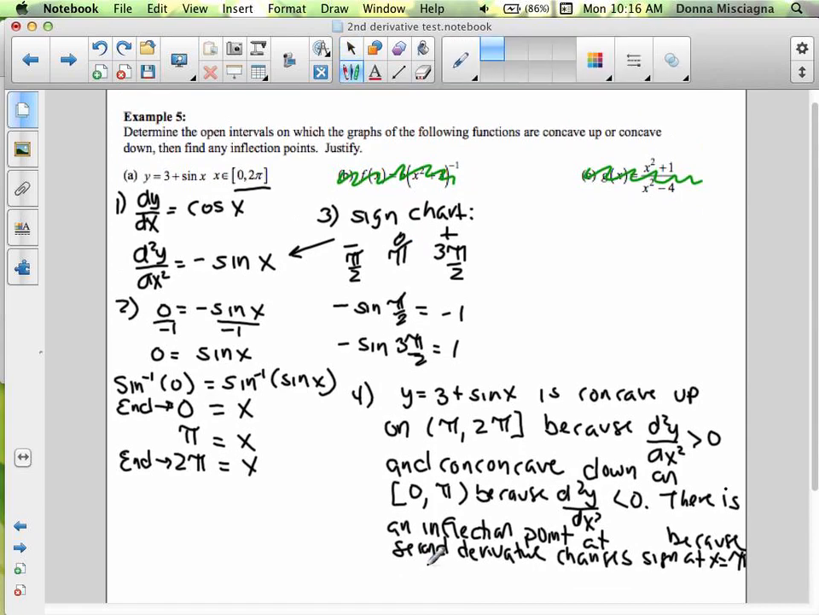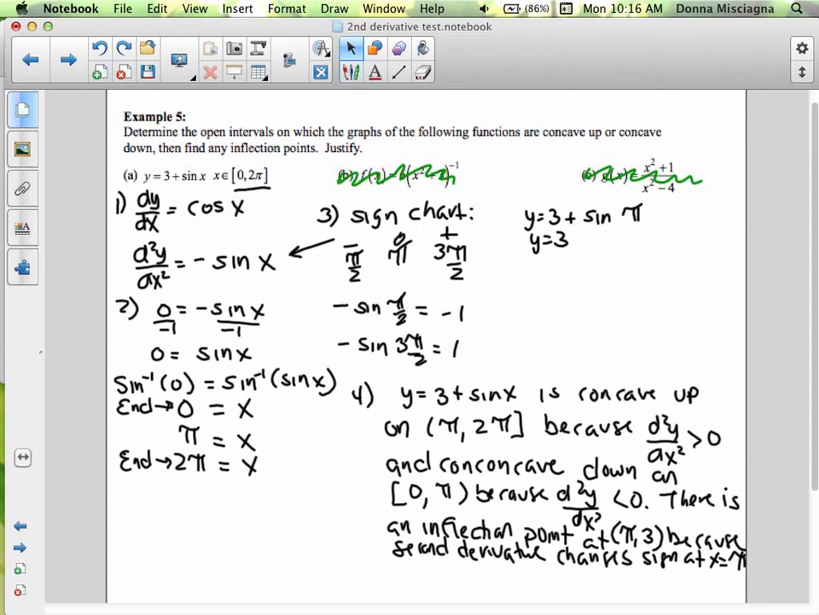All right, let's find the y value that goes with that. So it was y equals 3 plus sine pi. At pi, sine is 0, so y equals 3. And so our point here would be pi, 3. But basically this is just a sine graph shifted up 3. So it changes sign, it has an inflection point there at pi, 3. All right, that's our first one.